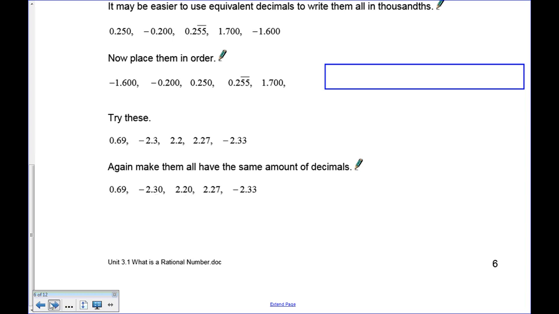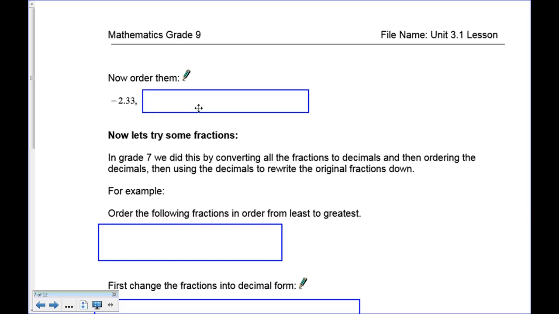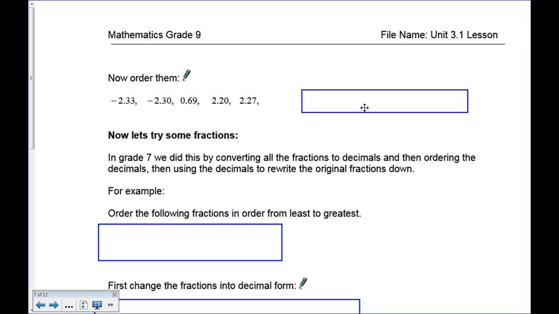I'll just go to the next page here, and you can see what I've got. There's 233, and now the negatives, so the positives, I guess, would be next, 0.69. And then greater than that is 2.20, and then 2.27. So think of this as 220, and that is 227. It's easier to see that this here is larger.